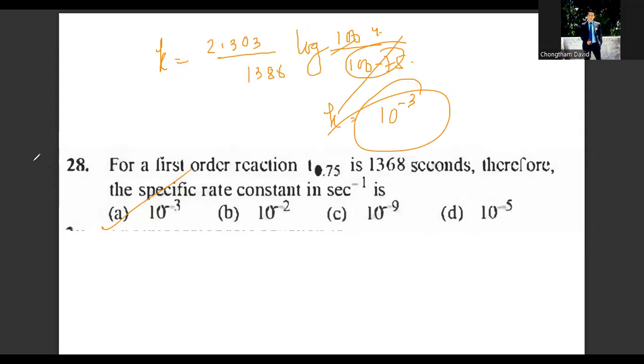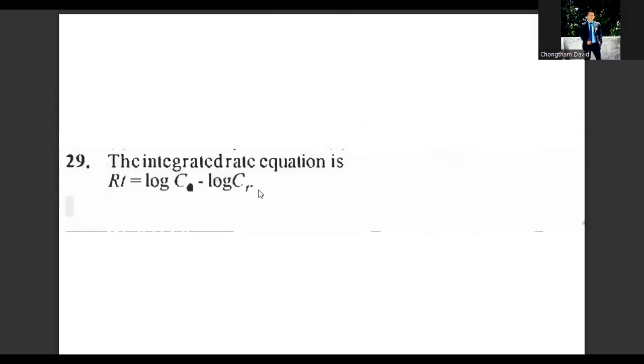28A would be the answer for question 28. Let's read question number 29. The integrated rate equation is given: kt equals log C naught over C. This is the initial concentration and this is the reactant.